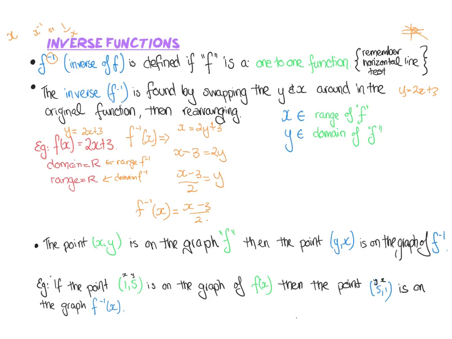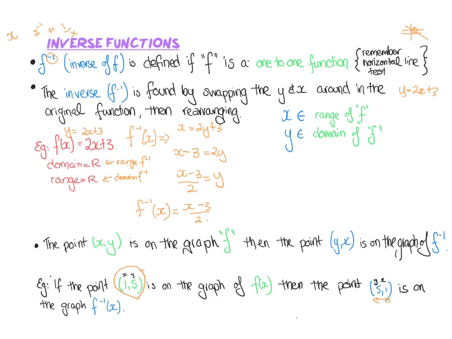Another point to consider, if you have a point on your function graph, say we've got 1, 5, then with the inverse function, the point becomes the opposite. See how we flipped the x and y. So if 1, 5 is a point on the original function, then 5, 1 is a point on the inverse function. And so that's what that's saying.